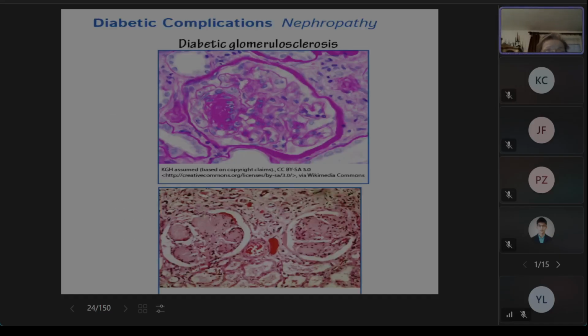On this slide, you can see changes typical for diabetic glomerulosclerosis. You can see the sclerosis inside the glomerulus. These are some spheric structures without cells. On the upper picture, you can see it on the left-hand side, and also on the left-hand side of the lower picture, just here.